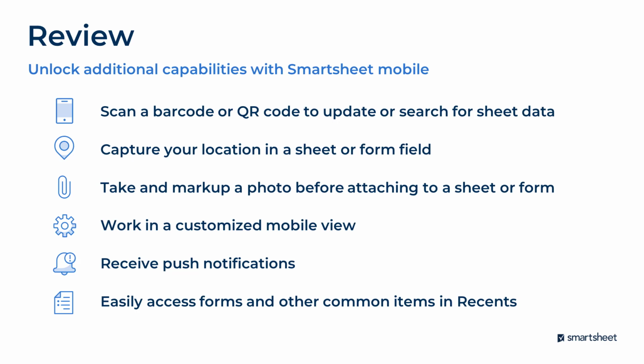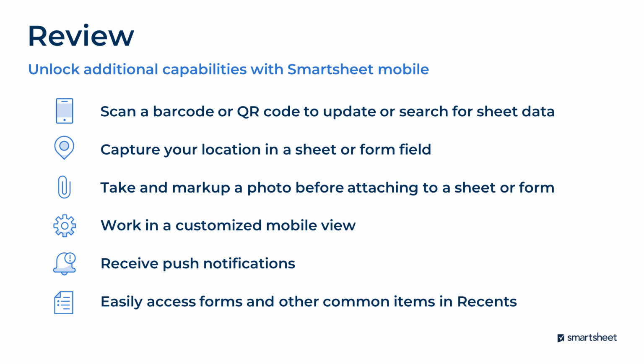So finishing up with our demo, I want to do a quick review of the different capabilities that we have used in our Smartsheet mobile app. So for our process, we started by accessing a Smartsheet form in our recent section, and then we reported an issue by scanning a barcode, which allows me to either add barcode data to a cell in a sheet or search for sheet data. We also captured our location directly into the form, and we can use that same capability to add location into a sheet directly.